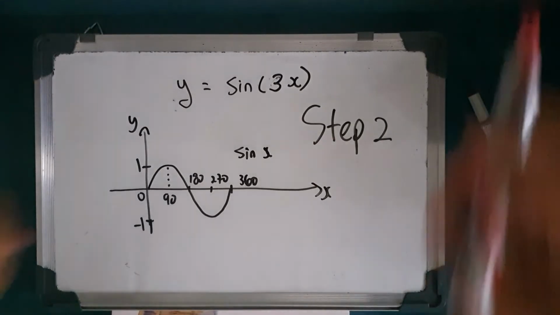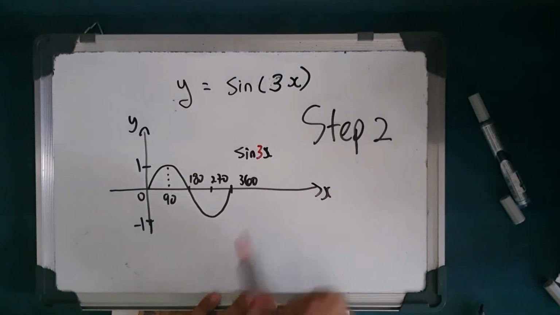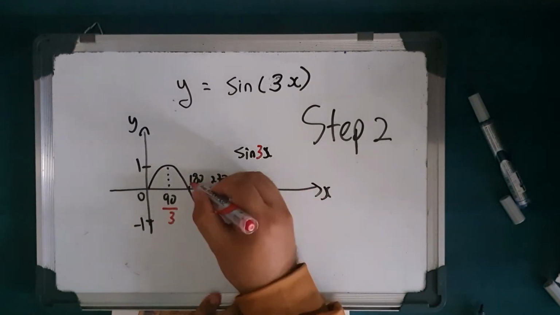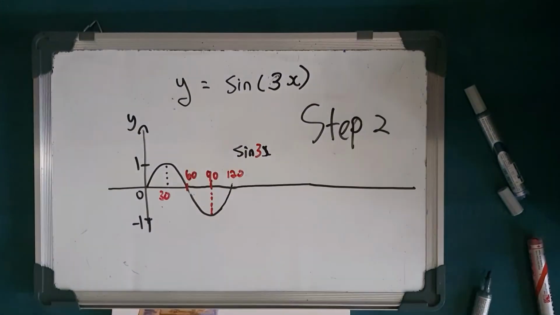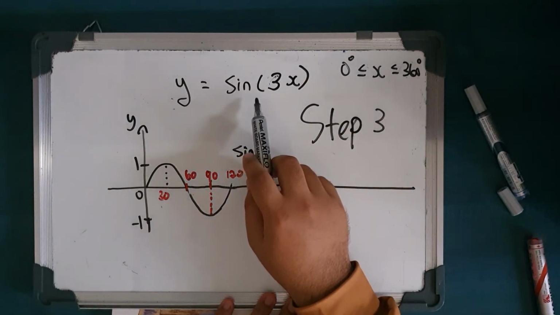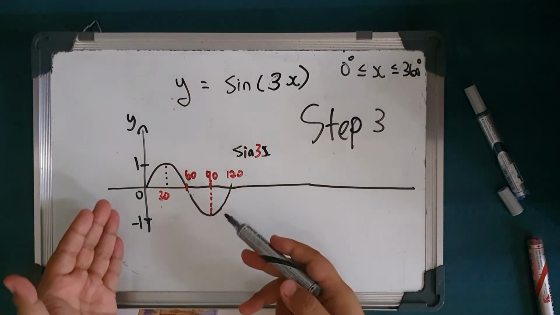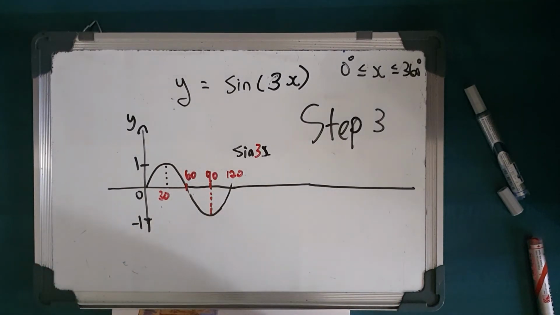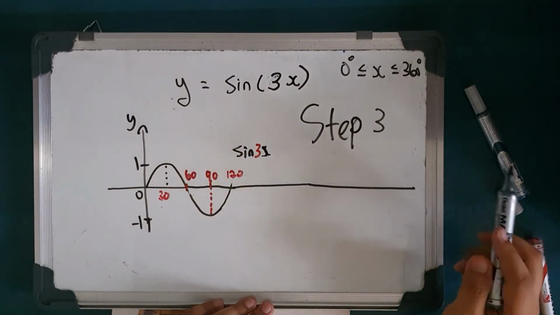Now, step 2, remember, we want to draw sin 3x. The effect of 3 is that all the angles I divide by 3. So here, I divide by 3, divide by 3, divide by 3, and divide by 3. And you get the following. Most of the time, you are asked to draw this between 0 and 360. What we just drew is only from 0 to 120, so it's incomplete. So step 3 will be to draw the complete sin 3x graph.